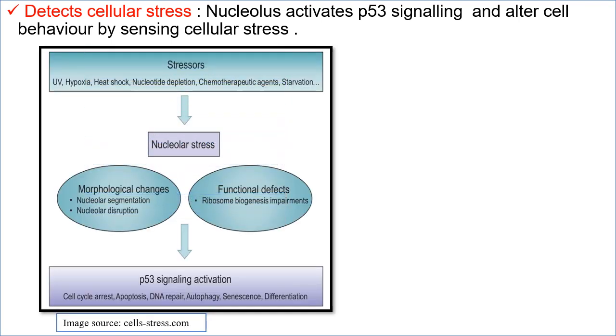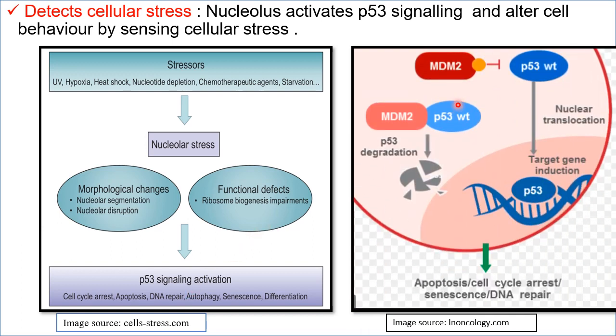As we can see in the diagram, various agents lead to the development of nucleolar stress, and it is accompanied by morphological changes as well as functional defects, and ultimately it leads to the activation of the p53 signaling pathway. Actually, this process works with the help of the protein MDM2. Generally, MDM2 binds to p53 and leads to its degradation with the help of ubiquitin protein.